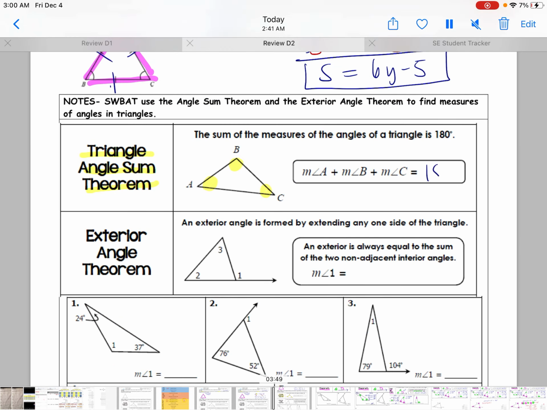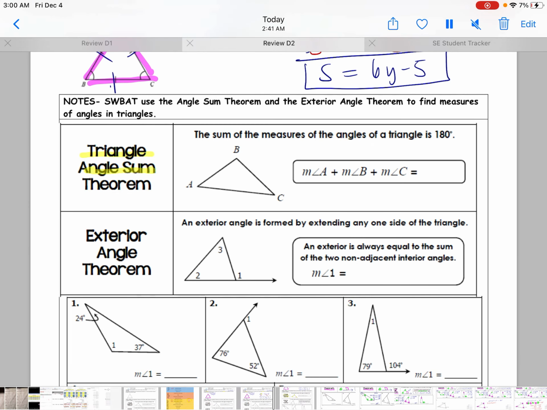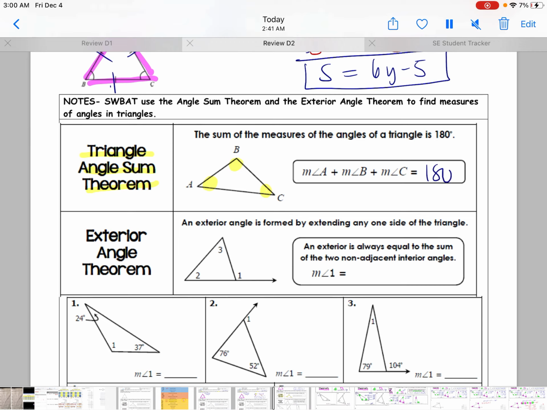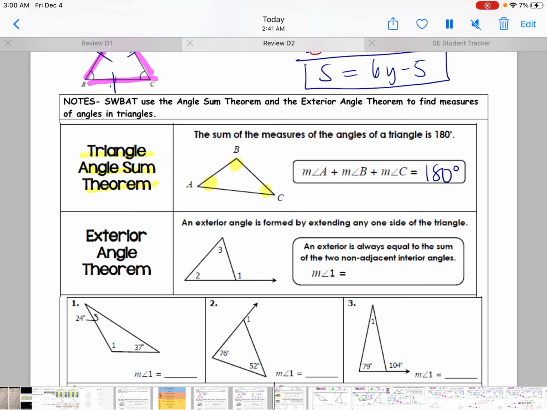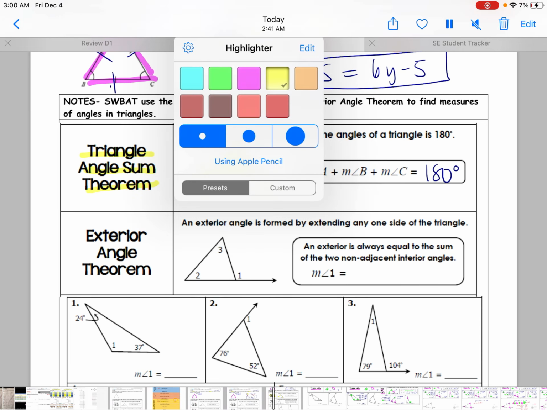All right. The first theorem that we're going to be reviewing is the triangle angle sum theorem. This one states that the 3 interior angles of any triangle will always add up to 180 degrees. So angle A plus angle B plus angle C, the interior angles, their sum is equal to 180 degrees. Copy this down.